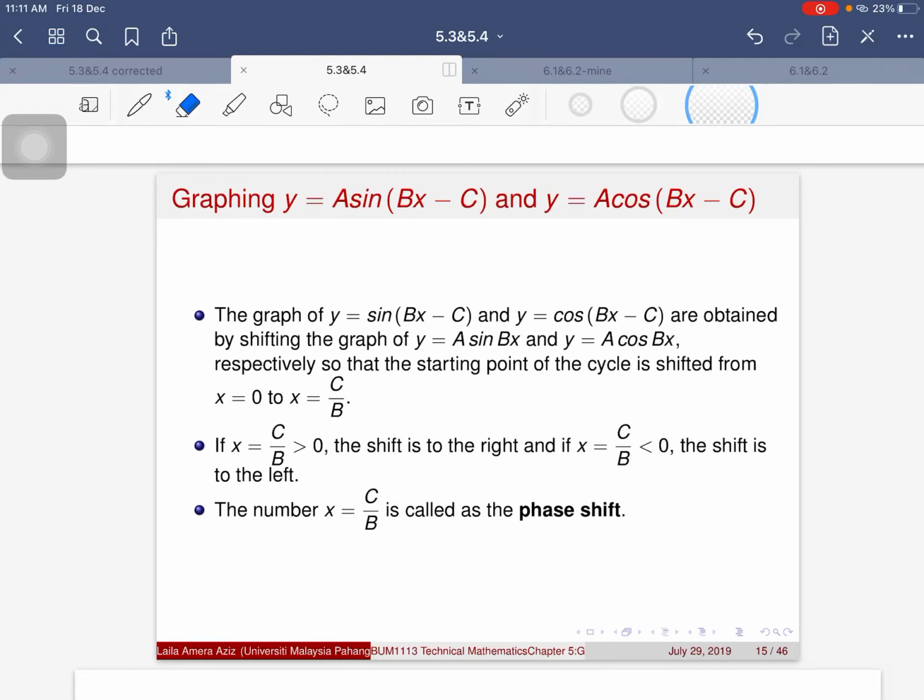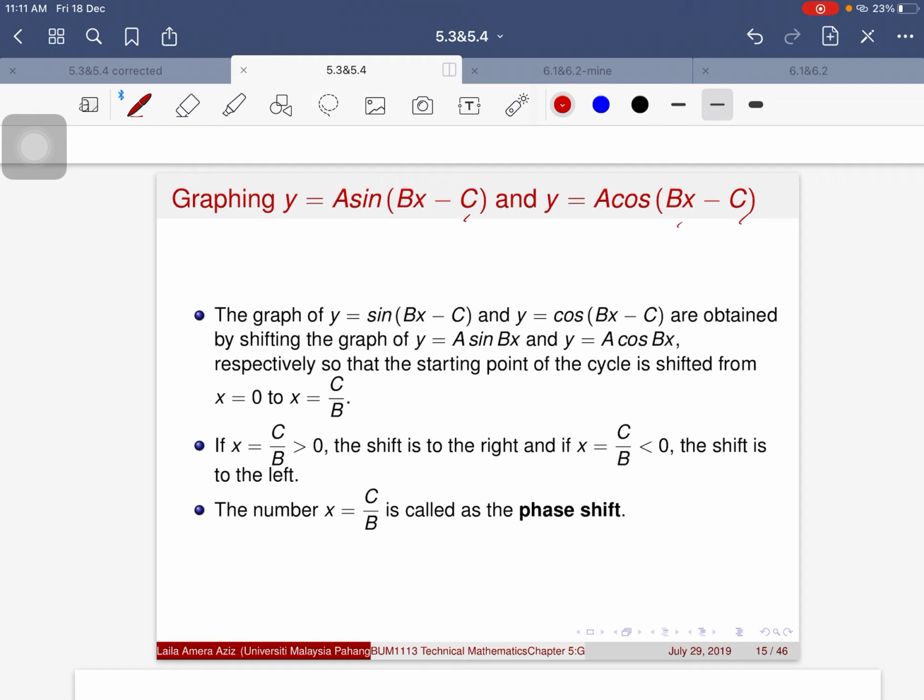Alright, so previously we only had two constants, a and b. Now I'm going to add another component to the graph, which is going to be a constant c. The position of c is going to be here. So we're going to graph the function in the form of y equals a sine of bx minus c, and also y equals a cos of bx minus c.